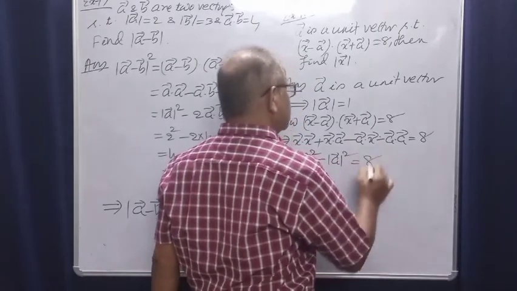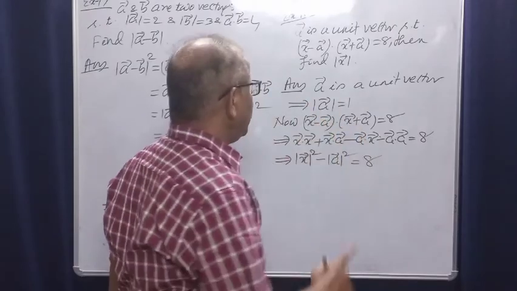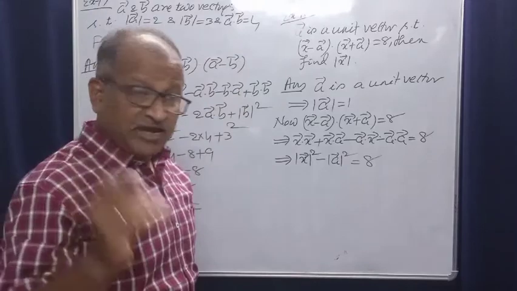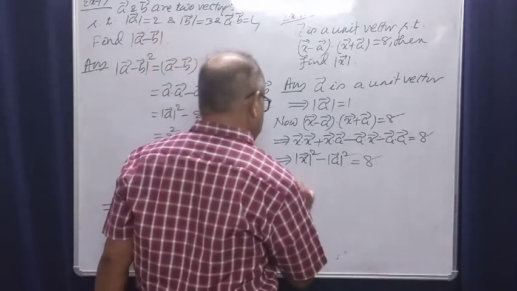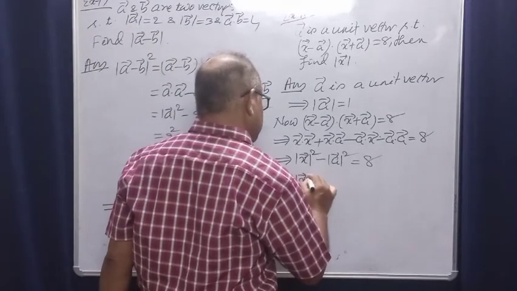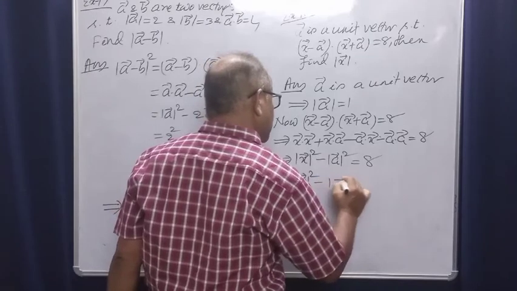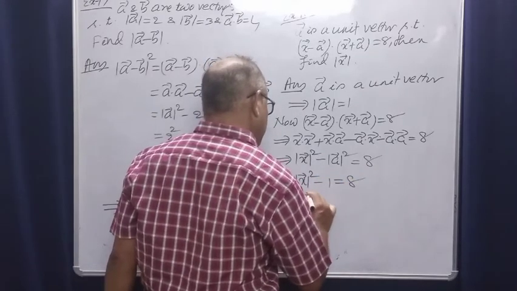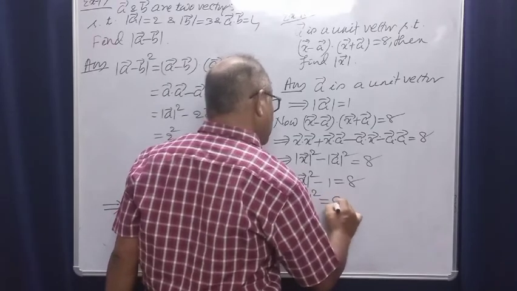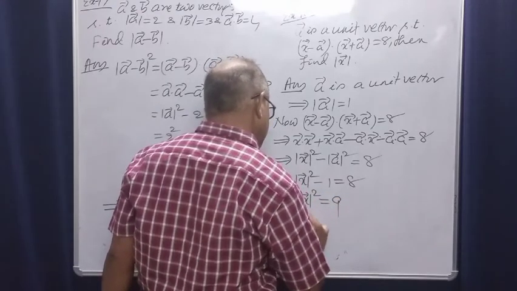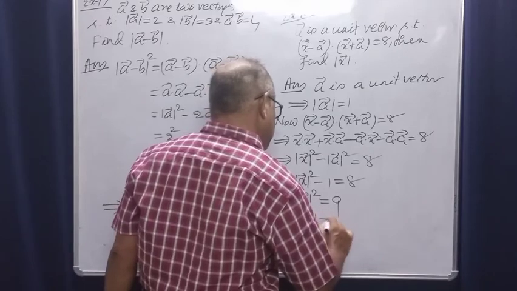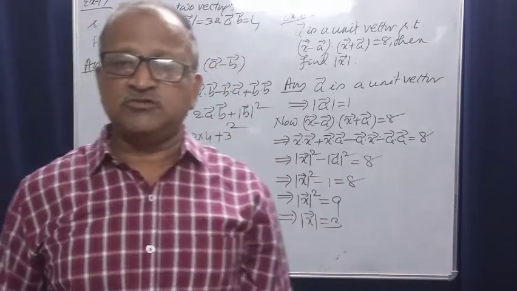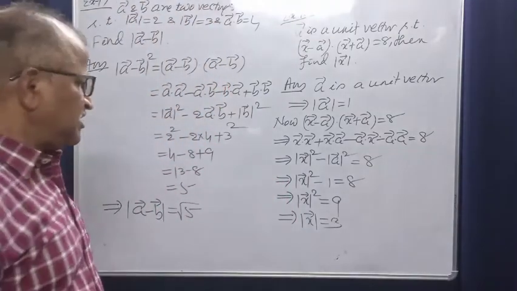This is 8. What is magnitude of a? Magnitude of a is 1, because it is a unit vector. So this implies magnitude of x square minus 1 is equal to 8. This implies magnitude of x square is equal to 9. So what is magnitude of x? It is x vector, it is 3. Magnitude of x vector is 3.